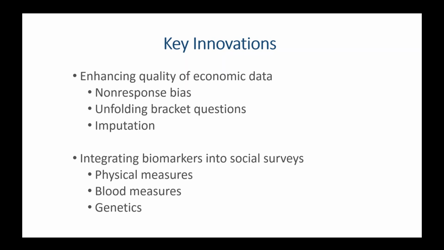And then almost all of these studies also have imputations provided by these. And so these imputations fill in these missing data, which is quite helpful because it means that you don't have to drop people who did not report certain economic values if you're interested in using some economic values in your research. They've also integrated biomarkers into social surveys, and it's one of the things that makes this set of surveys very powerful. So these biomarkers include physical measures, blood measures, and genetics.